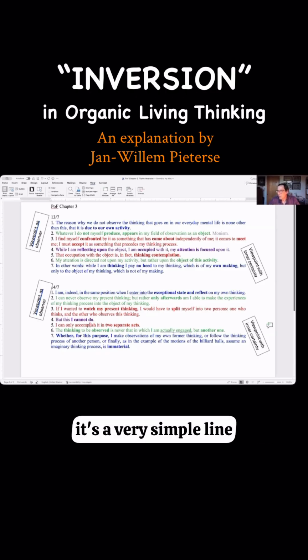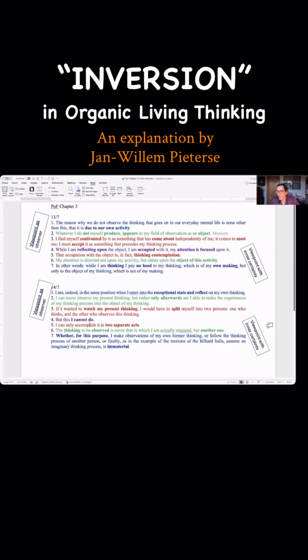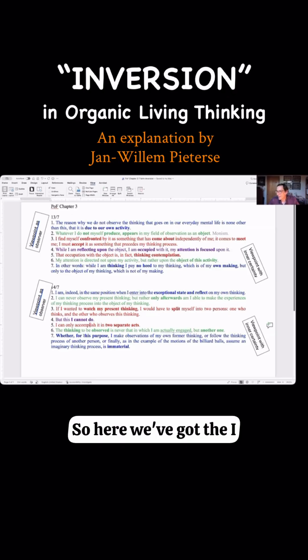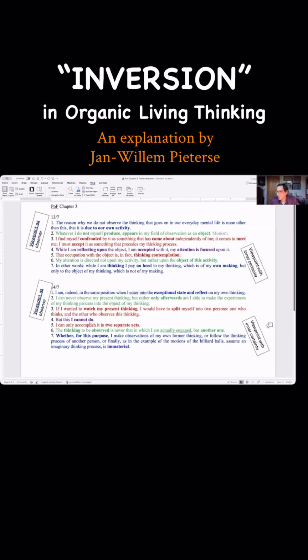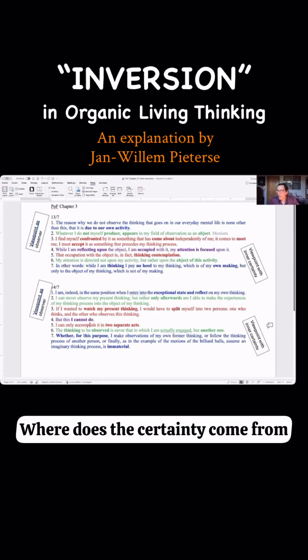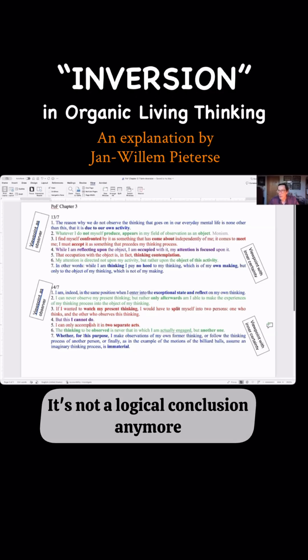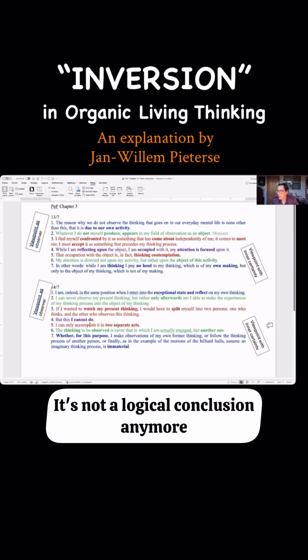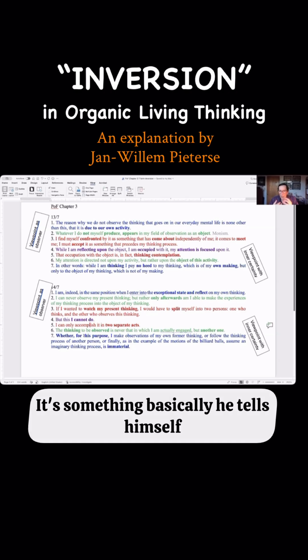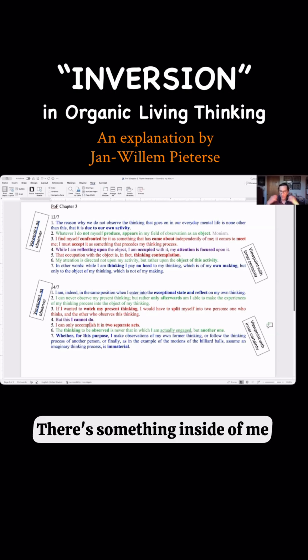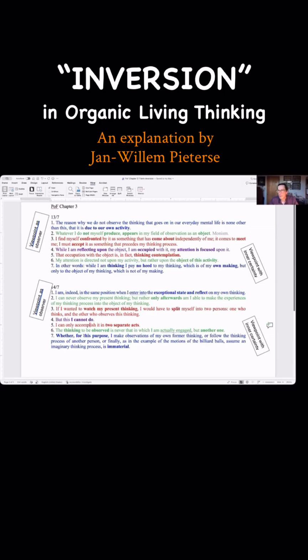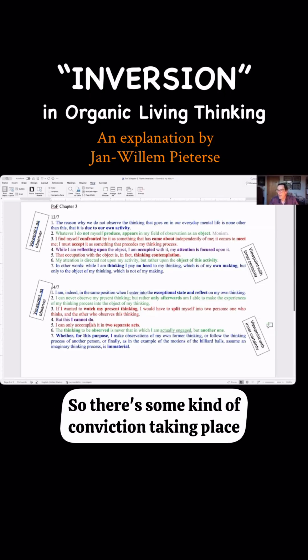And in this case, it's a very simple line. It says, but this I cannot do. So here we got the I, the 4th level as the who. I cannot do. Where does the certainty come from that he cannot do it? It's not a question anymore. It's not a logical conclusion anymore. Basically he tells himself, there's something inside of me that tells me I cannot do it. So there's some kind of conviction taking place.